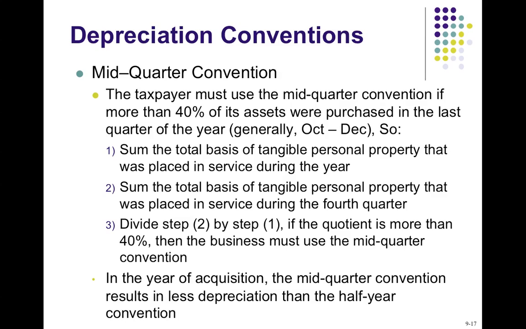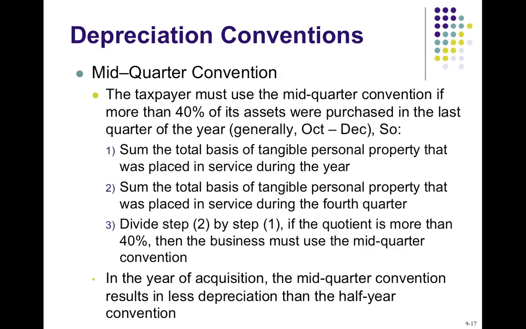Under the mid-quarter convention, if we have to use it, we're going to assume that instead of getting 6 months of depreciation in the year of purchase, we place the asset into service in the middle of the quarter that it was purchased. Okay, so if we have to use the mid-quarter convention, we can't assume 6 months of depreciation in the first year for all of our assets. Our assets are going to be different depending on when we purchase the asset and place it into service.